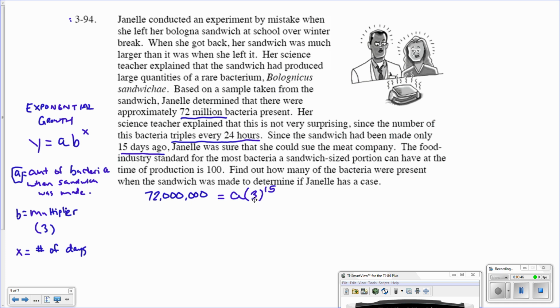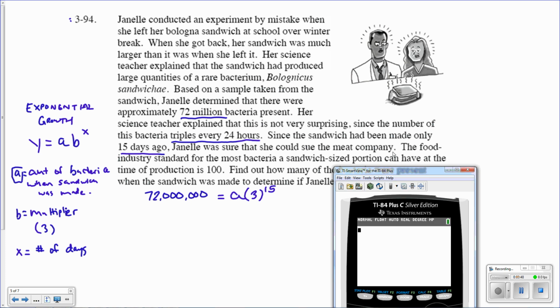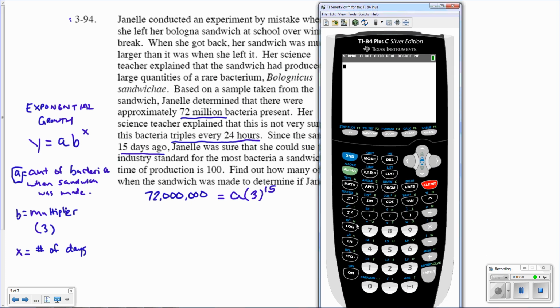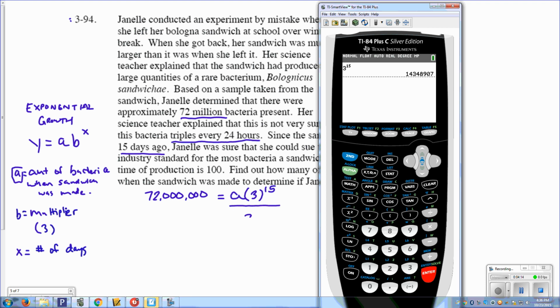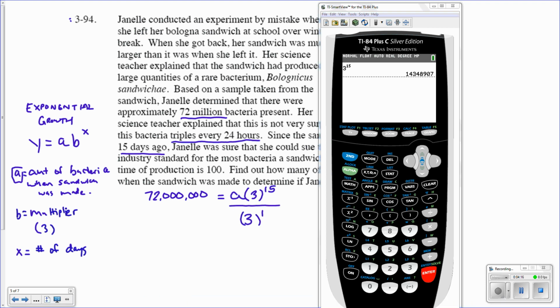So I would simplify this side, and if you don't know what 3 to the 15th is off the top of your head, I sure don't. So I'm going to do 3 to the 15th power. And I get 14,348,907. Okay, so you can deal with that if you want to, or you can go ahead and say, all right, I'm going to just go ahead and divide by 3 to the 15th power on each side of my equation.